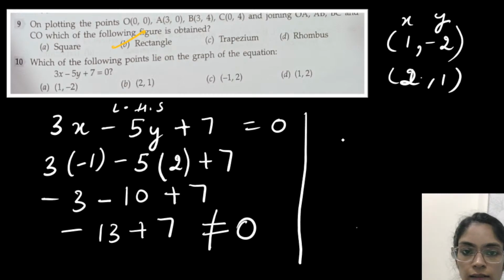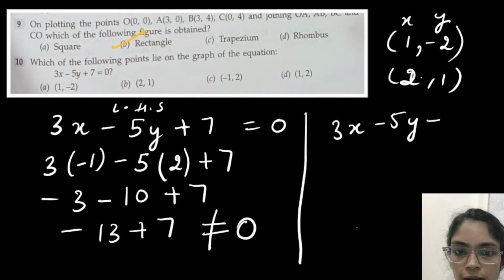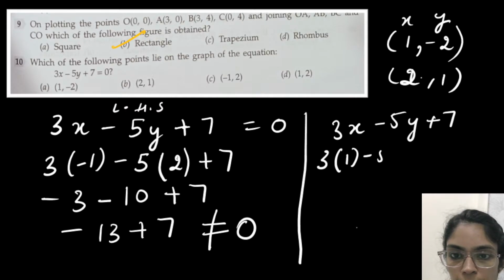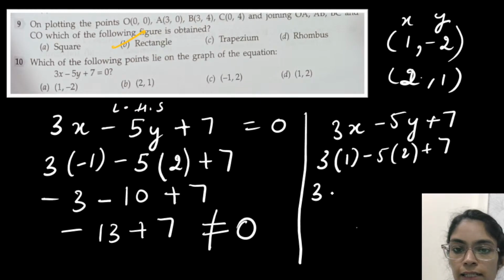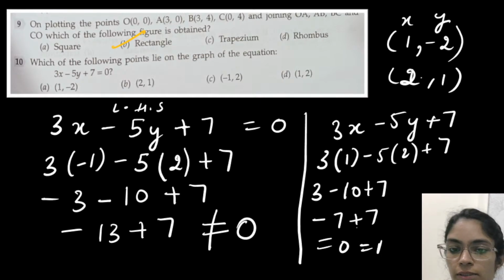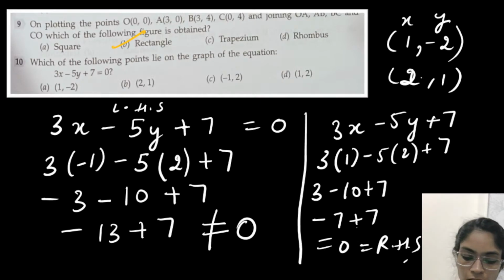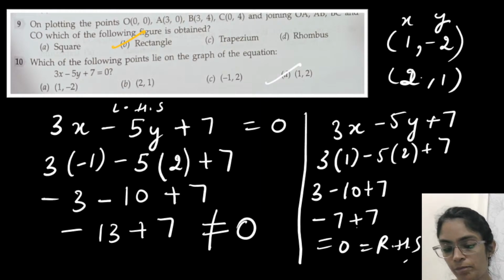So the last one, if I substitute, 3x minus 5y plus 7. So the last option, x value is 1, y's value is 2. So 3 minus 10 plus 7. So minus 7 plus 7 is equal to 0, which is equal to the right hand side. Yes, so option C is not correct. Nikhil is correct, yes. Option D is the correct option, and someone else, even Rishik.